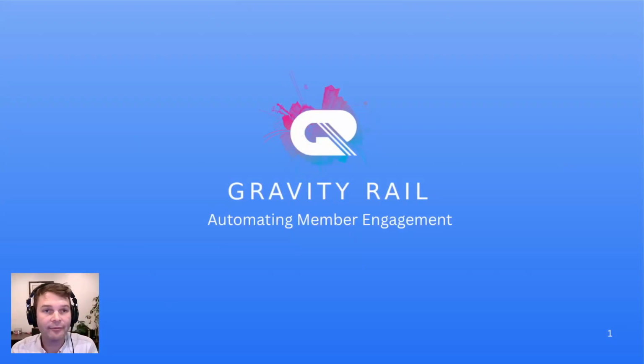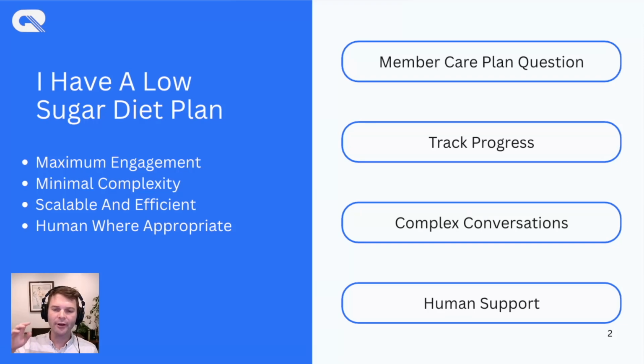Hi, I'm Scott from Gravity Rail, and today we are going over how easy it is to get up and running to automate your member engagement on the Gravity Rail platform. To do so, we are going to automate a low sugar diet plan that I put together for my members. But I'm running into an issue where, even though I've got the whole care plan written out, milestone tracking, meal plan recommendations, my members just aren't engaging.